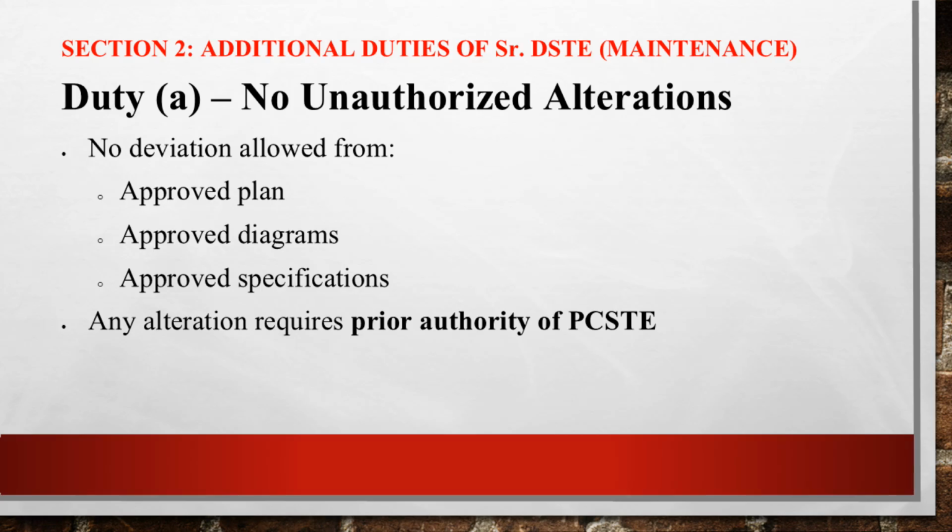No unauthorized alterations. The Senior DSTE must ensure that no alteration is made to any signaling installation if it deviates from original approved plan, approved diagram, or approved specification. Any such change requires prior approval of the CSTE. This rule ensures uniformity, safety and accountability.